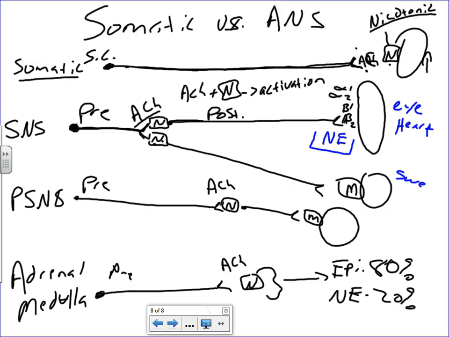Now, the sympathetic nerves can also innervate these sweat glands. The letter M stands for muscarinic, and the neurotransmitter here is acetylcholine as well. This is the only situation where you're going to see the SNS secreting acetylcholine, interacting with these muscarinic receptors.